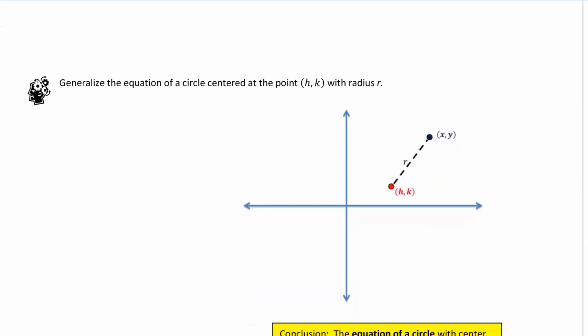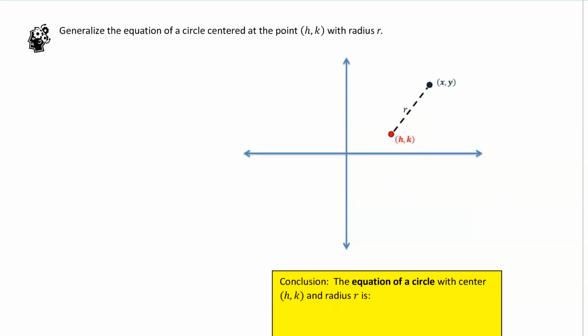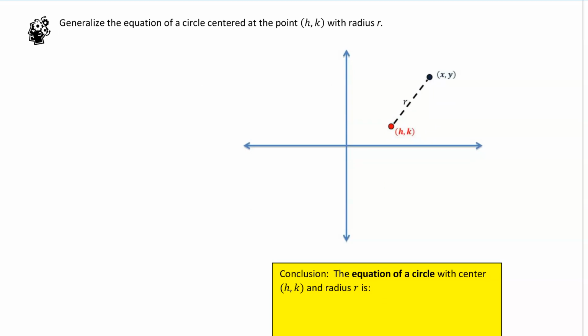Suppose then you have any arbitrary center, HK. Okay, any arbitrary center, HK. And if you draw a circle with radius r, and xy is the point on it, do you see a right triangle?